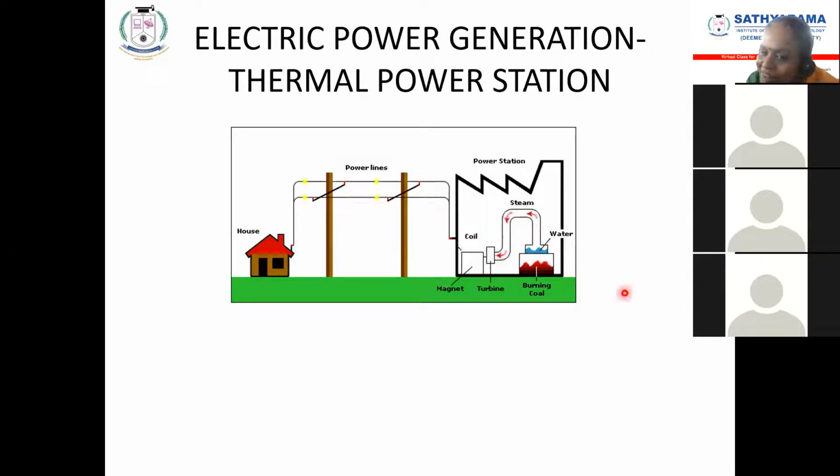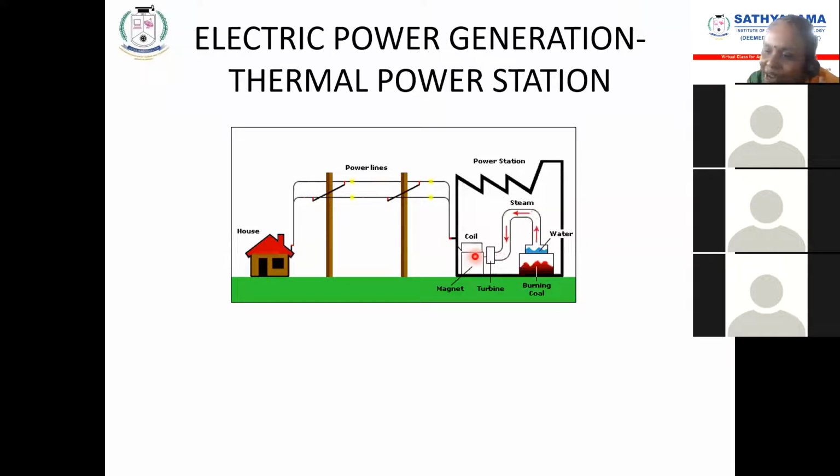Once again I repeat, I will burn my coal, and once the coal is burned, it will heat the water in the boiler, and then steam is generated, and the steam will run the turbine, and the turbine will in turn run the alternator. Here they put magnet and coil, which is nothing but an alternator or generator. I think you can understand generator very well.